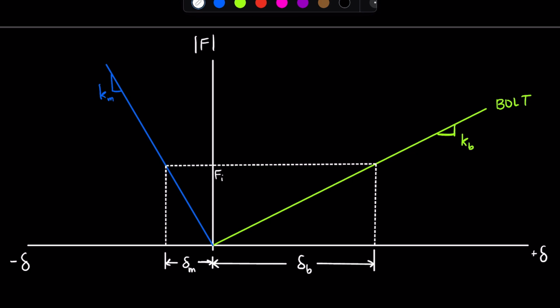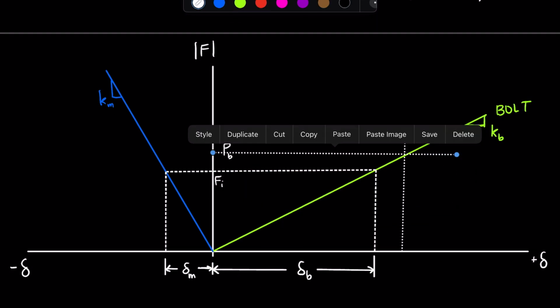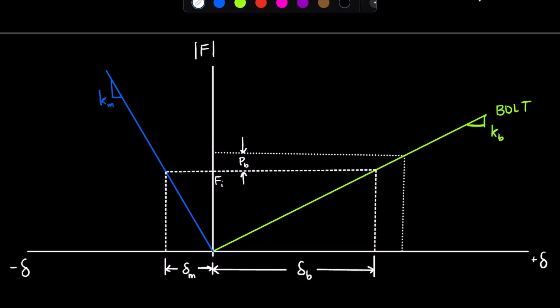So first, let's think about the bolt. We're applying an external load P, and it's going to increase the load that is felt by the bolt by PB. And we will end up at a load on the bolt of FB. So that's the preload Fi plus PB.